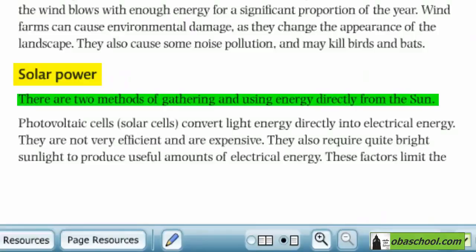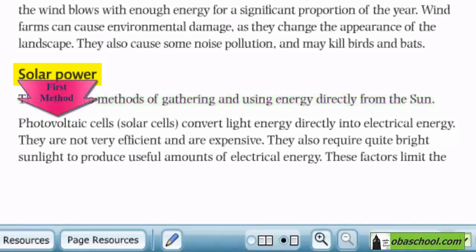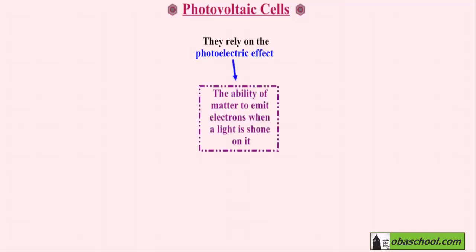Part 1. There are two methods of gathering and using energy directly from the sun. The first method is photovoltaic cells, or solar cells. They convert light energy directly into electrical energy. They rely on the photoelectric effect, which is the ability of matter to emit electrons when a light is shone on it.